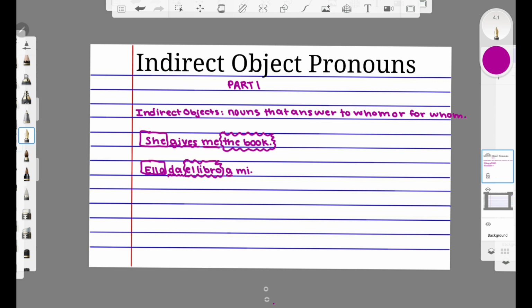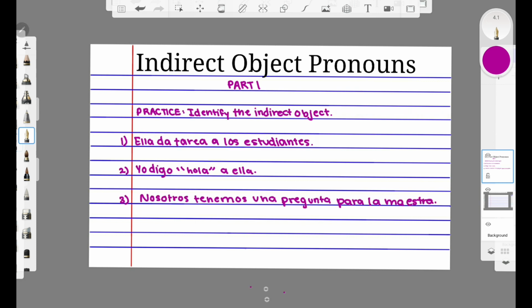And a mí, to me, "me" is the indirect object of this case. But again, we don't talk like this, so we would replace it with the indirect object pronoun, which we are going to learn soon in the next video.